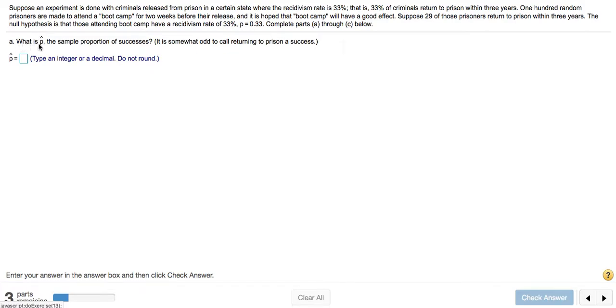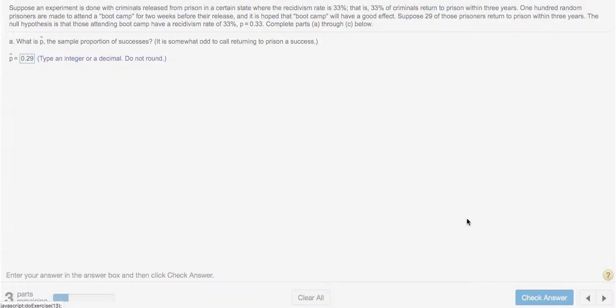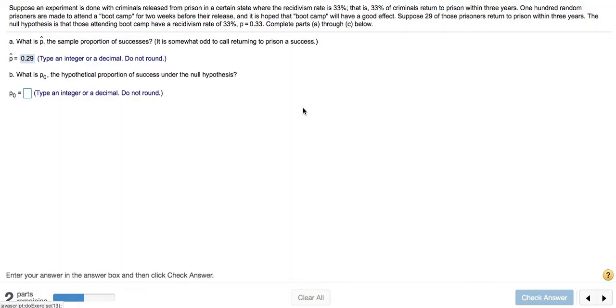Part A says, what is p hat, the sample proportion? So this is the value that you get from your sample. If 29 out of the 100 prisoners return, the number that goes here is going to be 29 divided by 100, which is 0.29. So p hat is the value that you actually get from your sample.